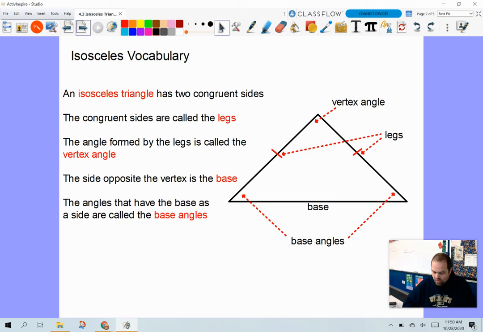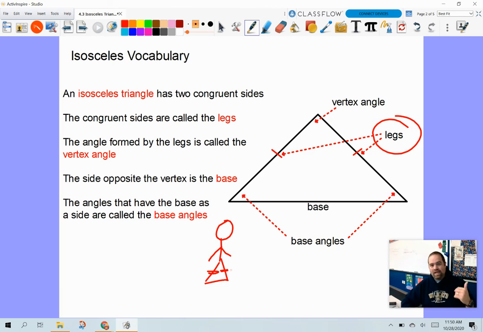So a lot of this terminology just comes down to how the legs and sides are related. The biggie that you needed to get out of this is the word legs. In an isosceles triangle, the two equal sides are called legs. That's kind of like if you were to stand up with your feet a little bit apart, your legs are the same length, hopefully. So those are the sides of that triangle. That's what I'm talking about right there. Those legs are the same length.